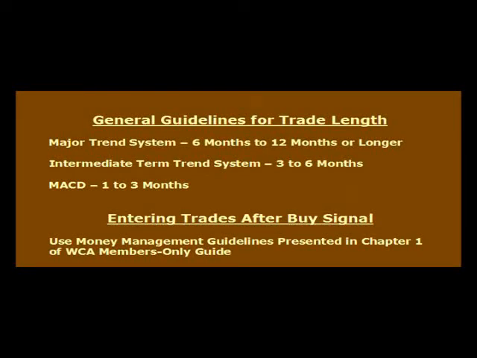Now, as a general guideline, I use the major trend system for call option purchases with 6 to 12 months or longer until option expiration, and I use the intermediate term trend system for call option purchases with 3 to 6 months until option expiration. And I use the MACD system for short-term trades with 1 to 3 months until expiration.